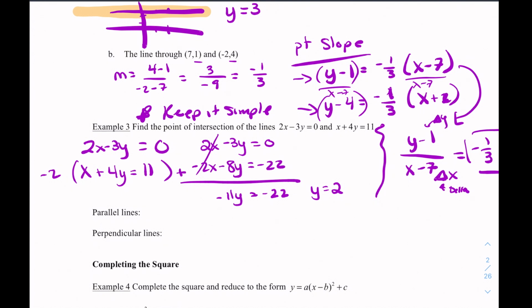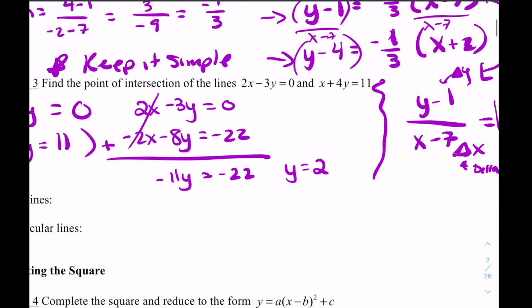I'm going to plug that back in to either equation, doesn't matter. So if I plug into the second one, let's say, I have x plus 4 times 2, because that's the y value, equals 11. So x plus 8 equals 11. What number plus 8 is 11? X is equal to 3.